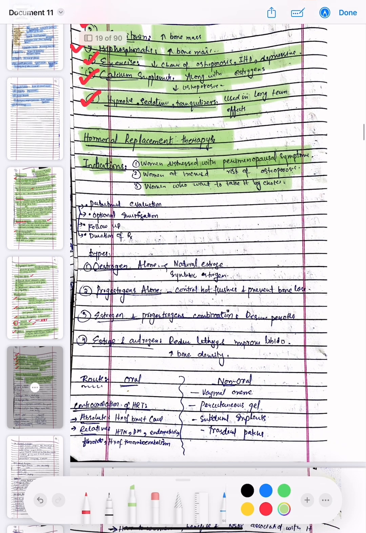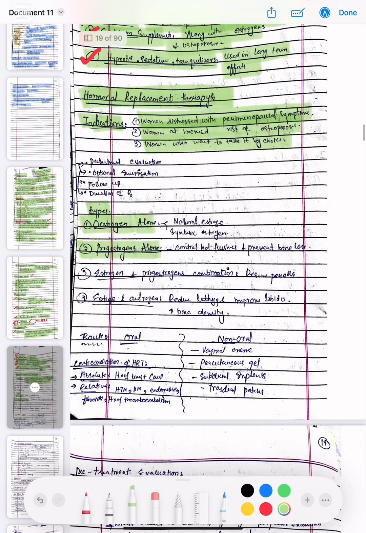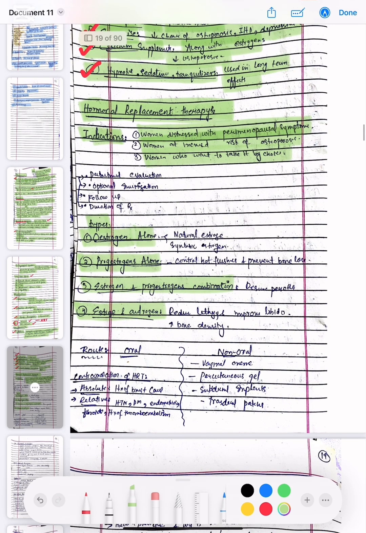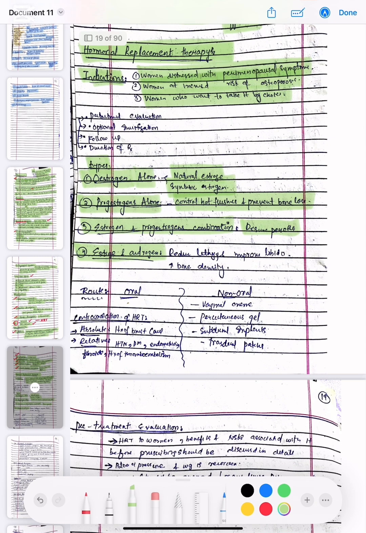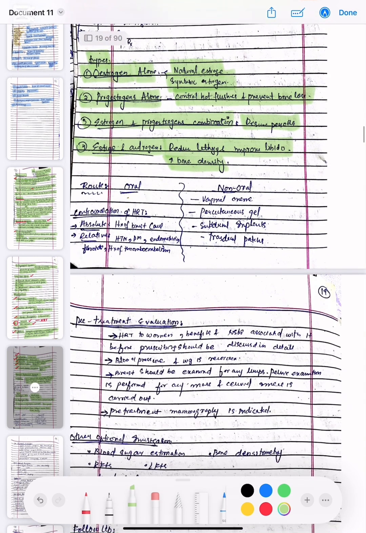The types of hormonal replacement therapy are estrogen only, progesterone only, estrogen and progesterone combination, and estrogen and androgen. The estrogen alone can be natural estrogen or synthetic estrogen. The progestogen alone controls hot flashes and prevents bone loss. The estrogen and progesterone combinations restore regular periods. Estrogen and androgens reduce lethargy, improve libido, and increase bone density.